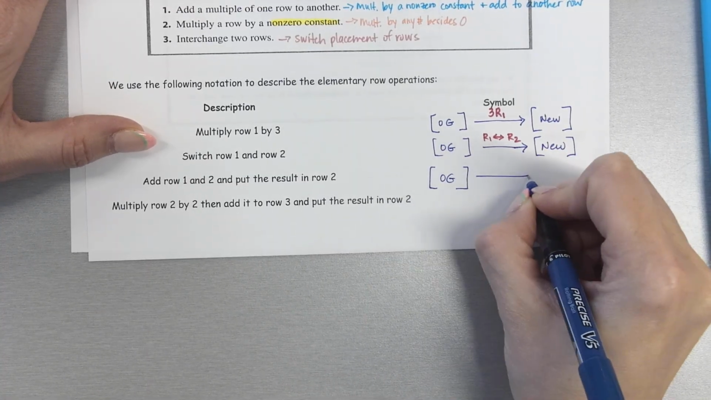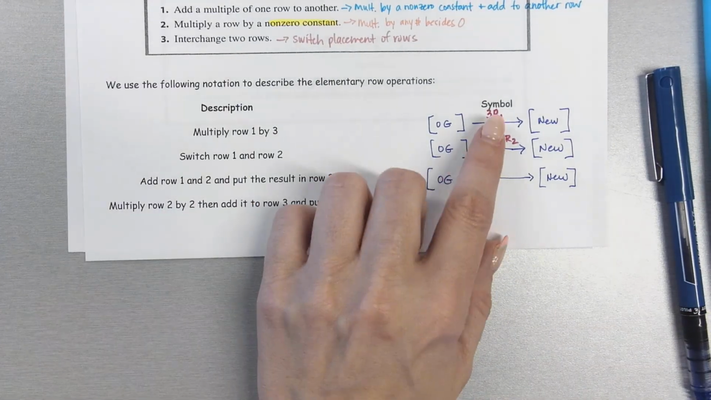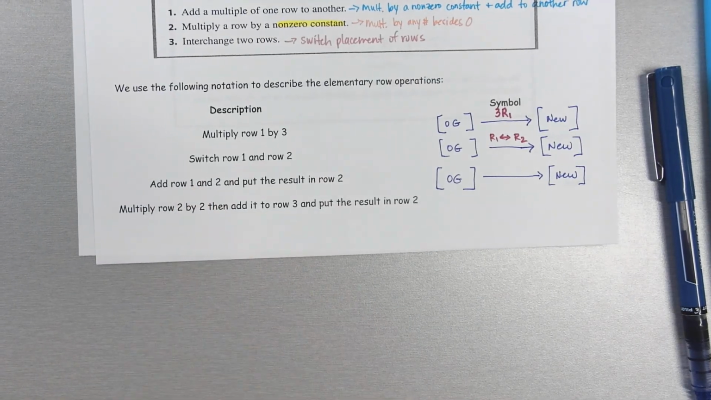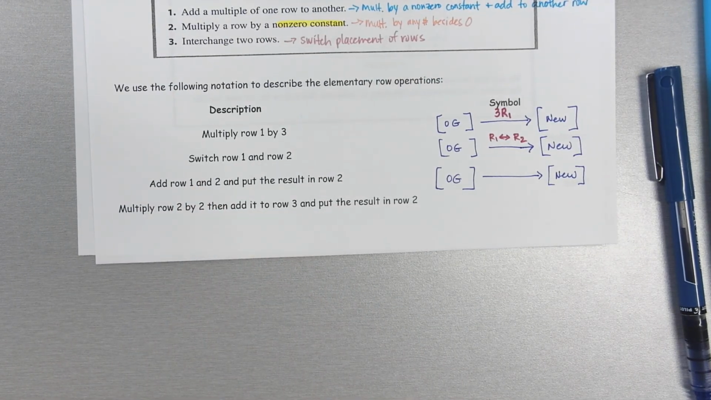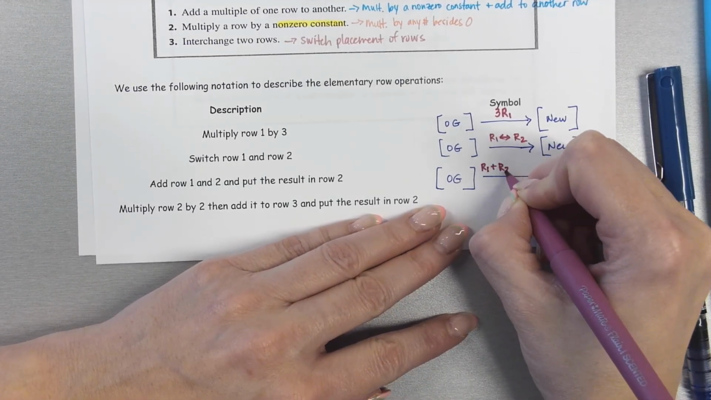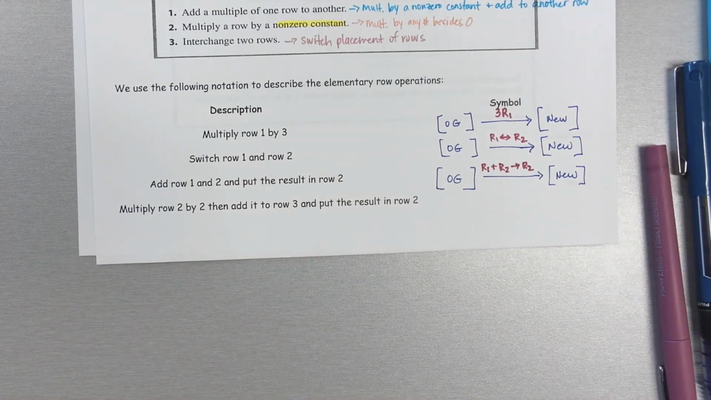Okay, now this one is going to be a little bit longer. Now, with this one, you were just multiplying one row. Here you were switching. But when you add 2 rows together, you can put the result in either one of those rows. So this says we're going to add row 1 and row 2. We're going to put the result in row 2. Okay, you could put it in row 1. That's why we have to say where it's going. So we're going to add row 1 and row 2, and then the result goes in row 2. That's how we would notate it.